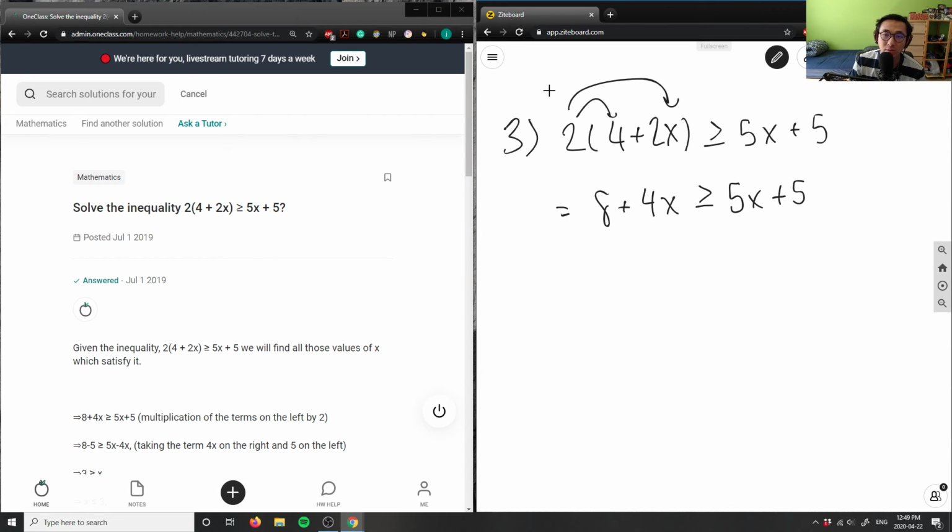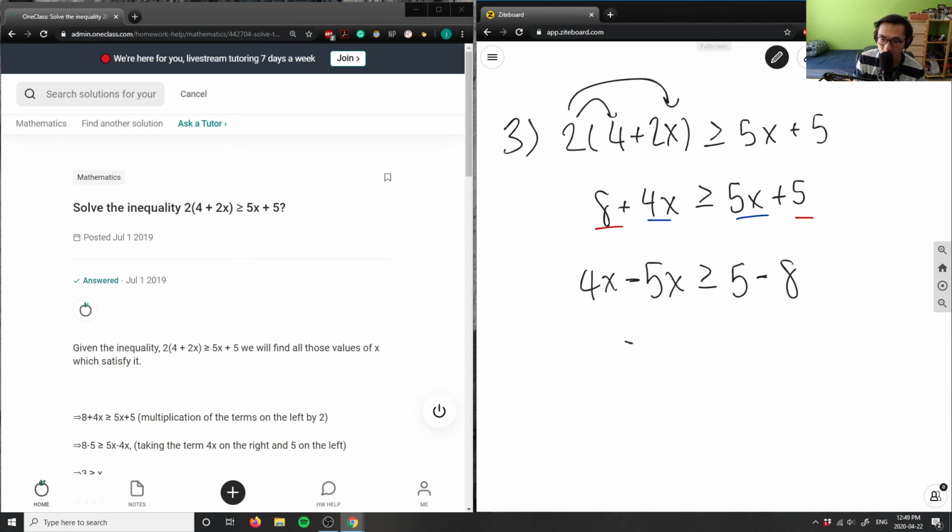And then what I would do is collect like terms, right? So I see here that I have 4x here and 5x here, so I'm collecting like terms with the variables, and I have a constant term and a constant term here. If I want to move x's to the left side, let's move 4x to the side. So I have 4x minus 5x. I'm subtracting 5x from both sides is greater or equal to, and then I have 5 here. I'm going to move the 8 to the other side, so it's a negative 8.